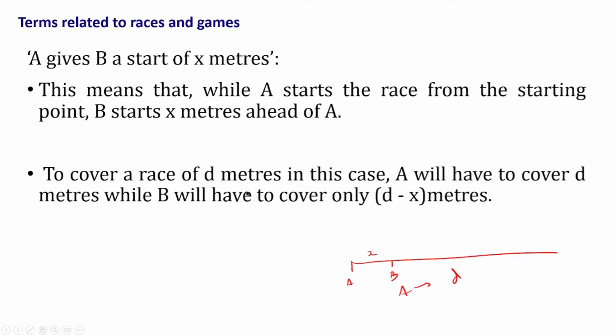So to cover a race of D meters in this case, A will have to cover D meters while B will have to cover only D minus X meters. So this is the distance covered by B. It is D minus X.